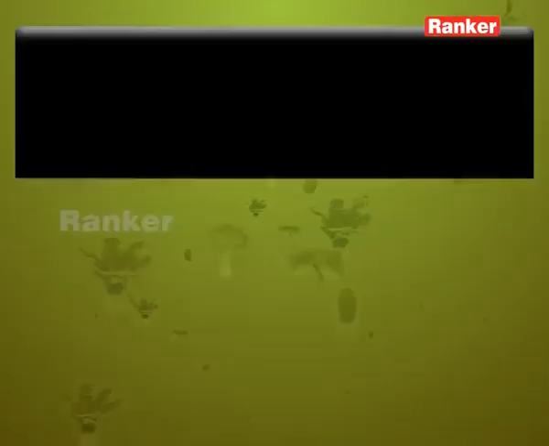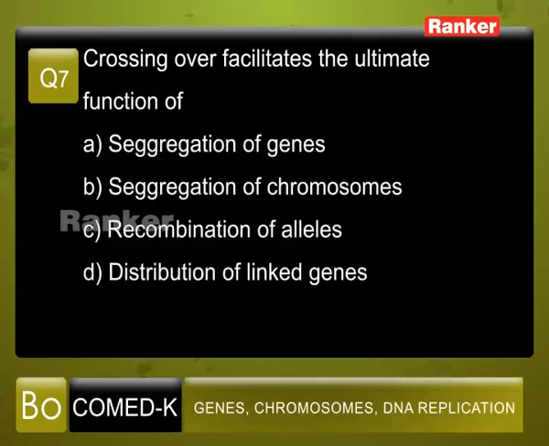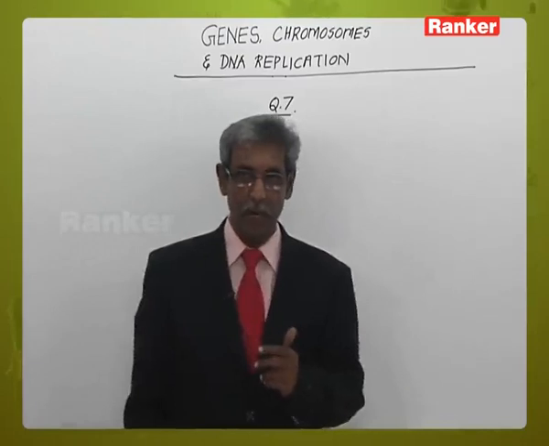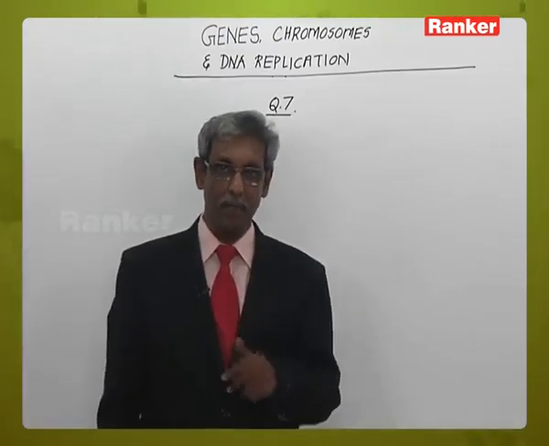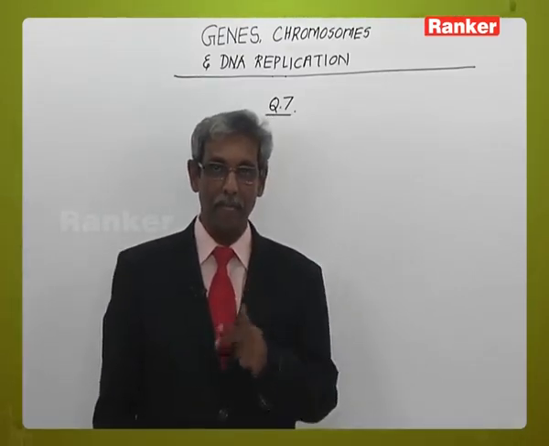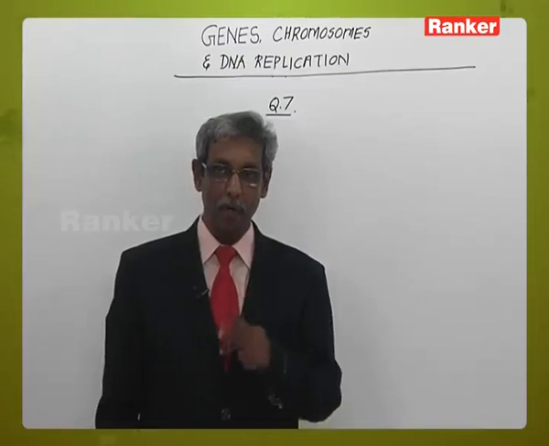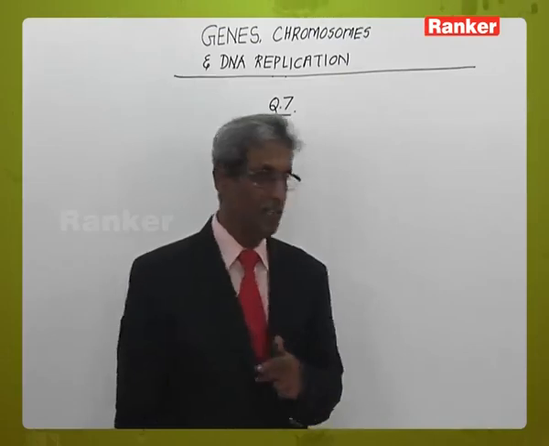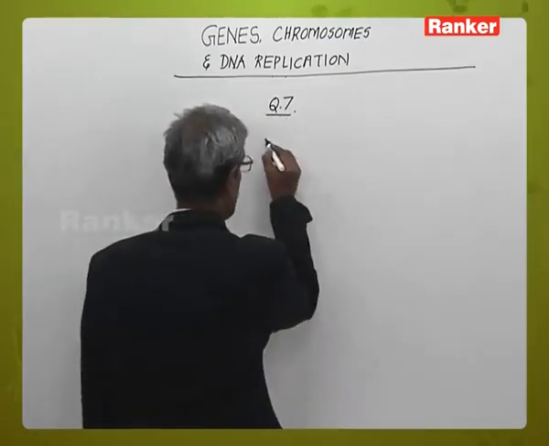Question number 7. Crossing over facilitates the ultimate function of: A, segregation of genes; B, segregation of chromosomes; C, recombination of alleles; D, distribution of linked genes. The process of crossing over is a mechanism of reciprocal exchange between the chromatids of two chromosomes.